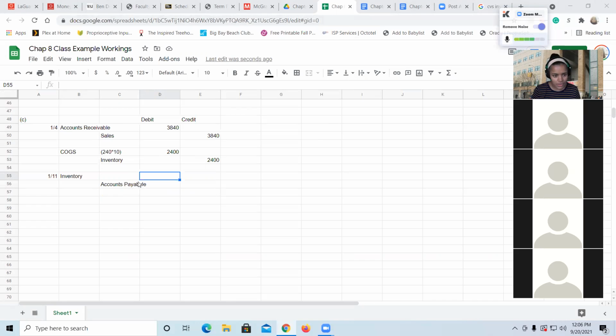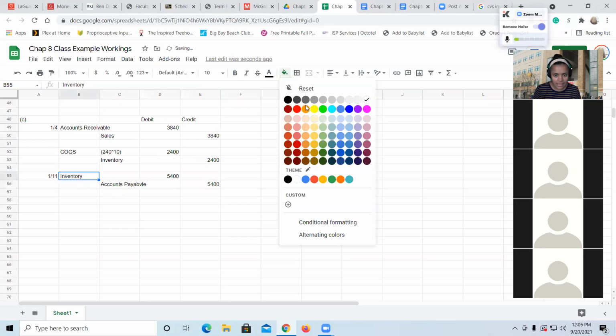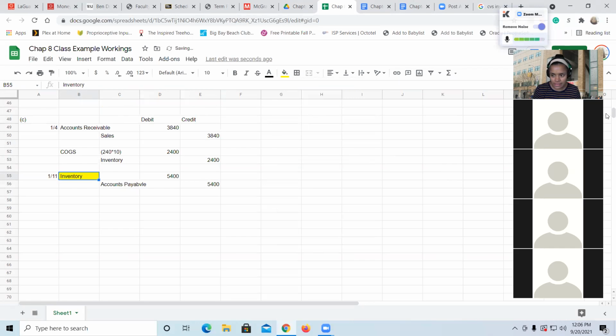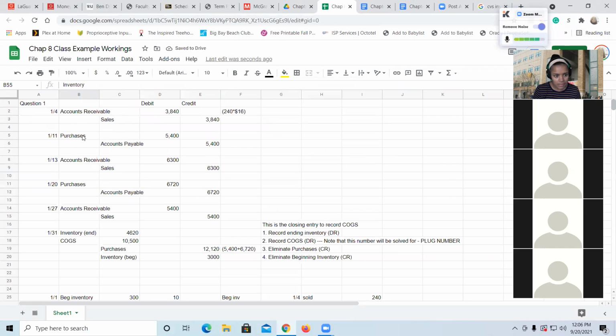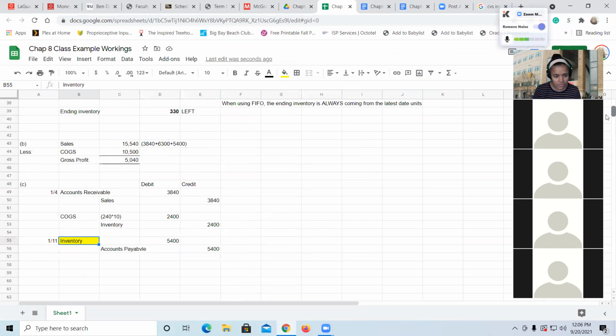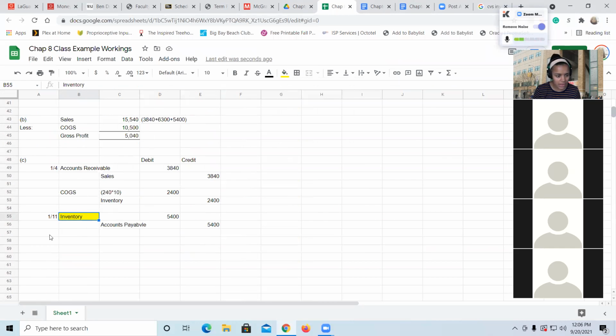So 5,400 is what we paid for the inventory, the same as before, right? Except that we're using the inventory account instead of purchases. There's the difference between periodic and perpetual. We're now debiting the inventory account, but everything else is the same. It's the same amount. It's still accounts payable.